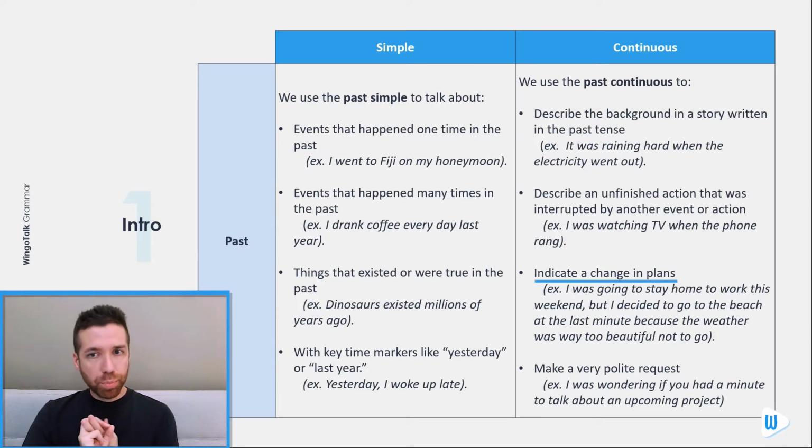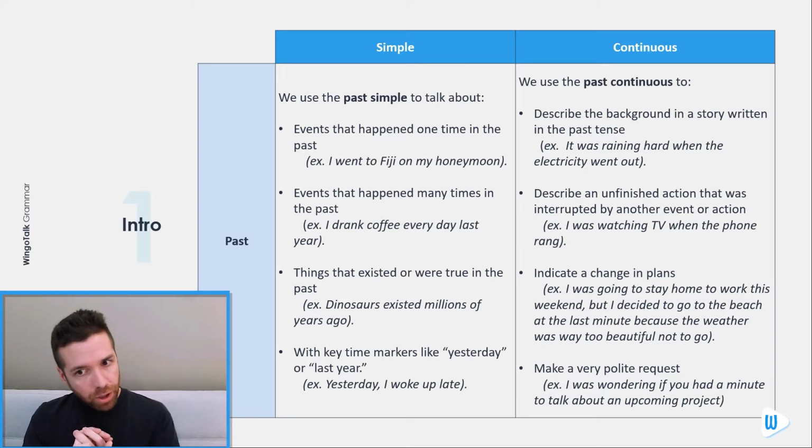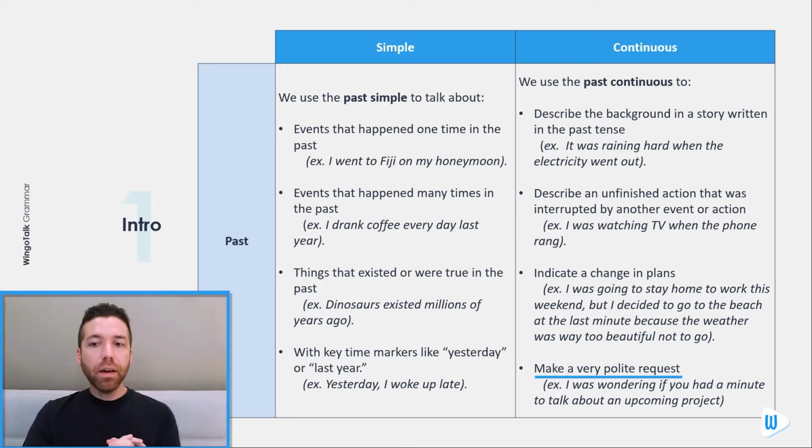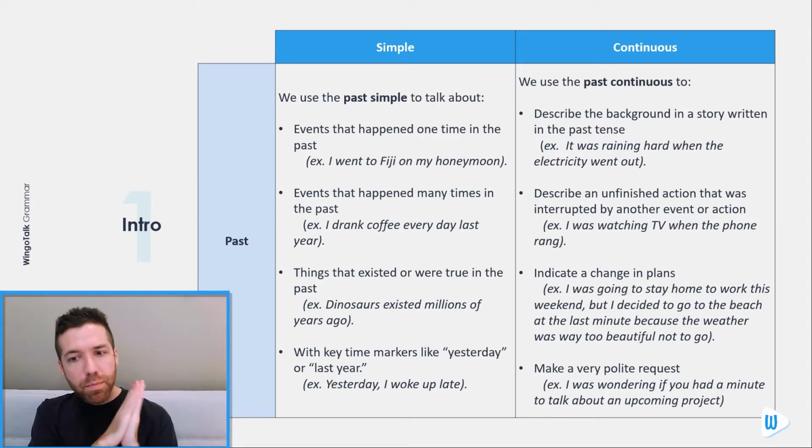To indicate a change in plans. I was going to stay home to work this weekend, but I decided to go to the beach at the last minute because the weather was way too beautiful not to go. To make a very polite request. I was wondering if you had a minute to talk about an upcoming project.